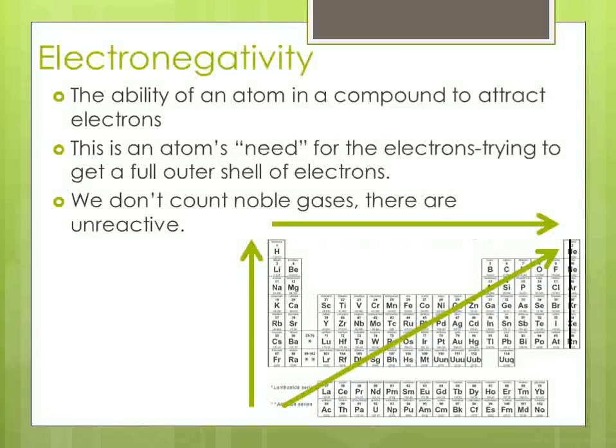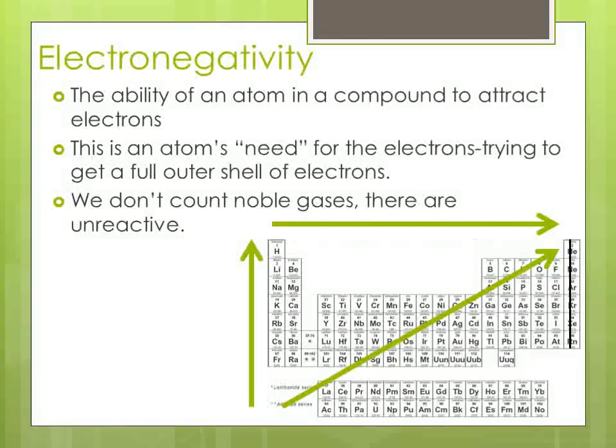And so if you look at the picture there, as you go down a group or a family, it decreases. But as you go from left to right, it significantly increases. If you look in the top right hand corner there, that element with the F, that is fluorine. That is actually the most electronegative atom out there. It is so close to getting that full outer shell of electrons, so it is very, very attracted to electrons.